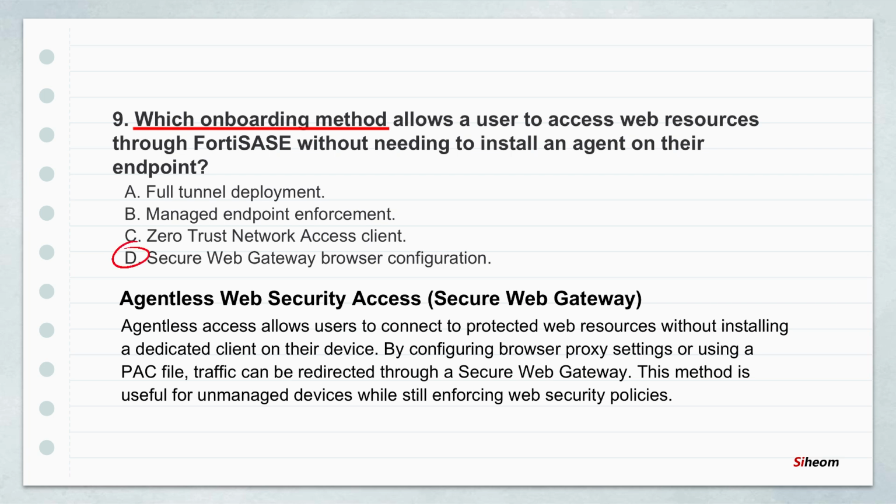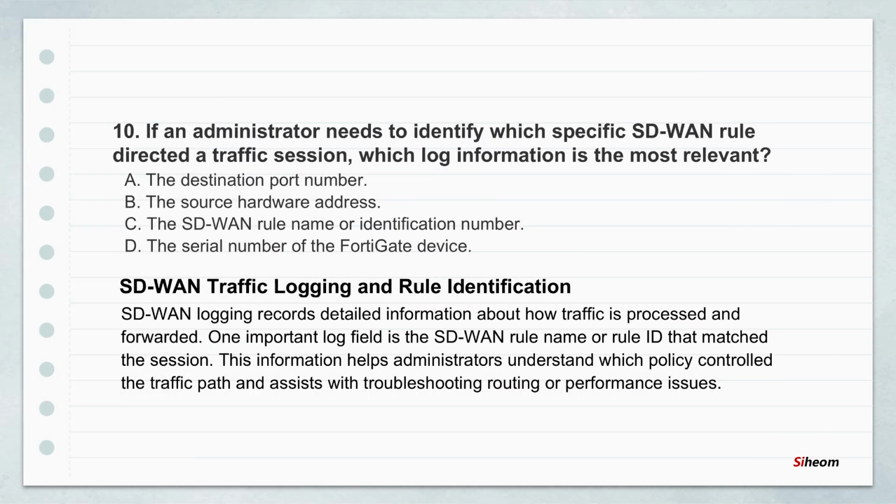So it isolates the security enforcement strictly to the browser's traffic, leaving the rest of the user's operating system completely untouched. It is an elegant workaround for unmanaged environments. Okay, let's bring this home with our final exam scenario, question 10. This one is pure troubleshooting. If an administrator needs to identify which specific SD-WAN rule directed a traffic session, which log information is most relevant?